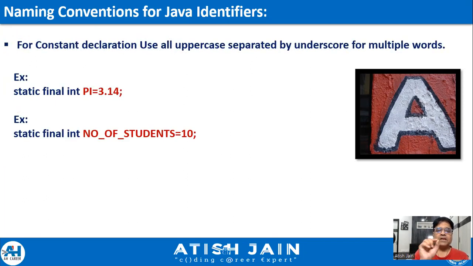Next, all the constant variables. A constant variable means a variable whose value is fixed throughout the program and is not going to change. Such variables are known as constant variables, and constant variables in Java are declared by using a keyword called final, and we have to write them in capital letters only. And if that variable has more than one word, then each word has to be separated by an underscore. You can just have a look.